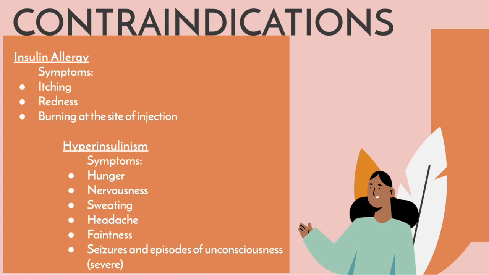And another contraindication of administering insulin is hyperinsulinism, which results from overproduction of insulin by the pancreatic islets. Its symptoms are hunger, nervousness, sweating, headache, faintness, and in severe cases, it also manifests seizures and episodes of unconsciousness.